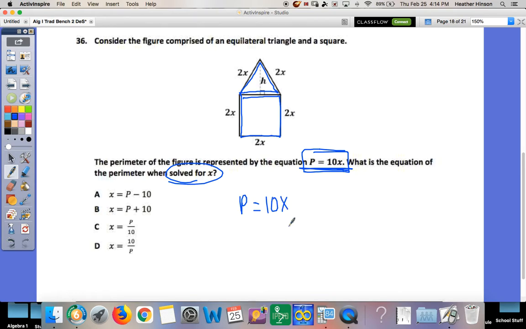So what do we do? Well, this is 10 times x. So how do I get rid of times x? What's the opposite? Divide. Divide by 10. P over 10 does not simplify, so that just stays how it is. That's solved for x. And that'll be C. Looks really complicated because of that picture, but don't let the picture fool you. They're actually oftentimes more simple than they look.